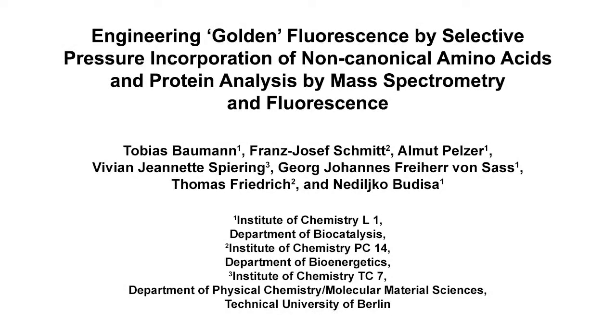The goal of this experiment is to replace a canonical amino acid by a non-canonical amino acid for recombinant protein production by selective pressure incorporation to produce the novel gold fluorescent protein. The method of selective pressure incorporation is intended to produce proteins with novel chemical features. This is especially useful when attempting to understand or to engineer protein function.